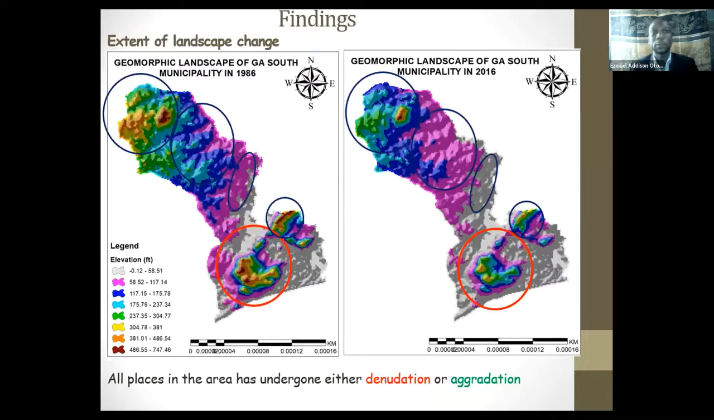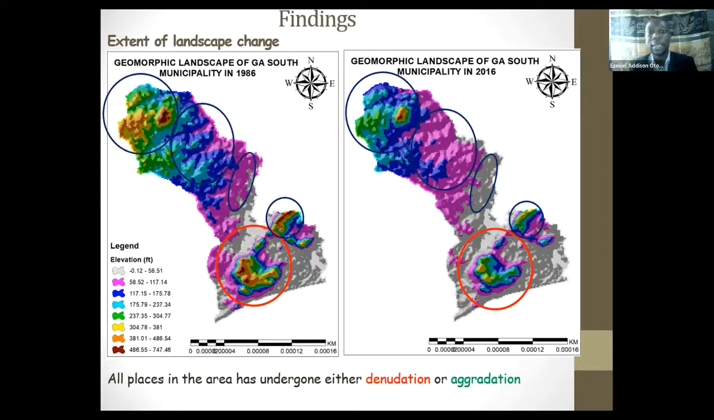So the findings. From the GIS manipulations, I was able to discover places which have experienced massive changes within the municipality. Where we have the blue circles are the notable places within the municipality which have undergone changes. The first map on the left is the geomorphic landscape of the area in 1986, and it was overlaid with another map, which is also in 2006. So we can see the clear difference of the change which has occurred.